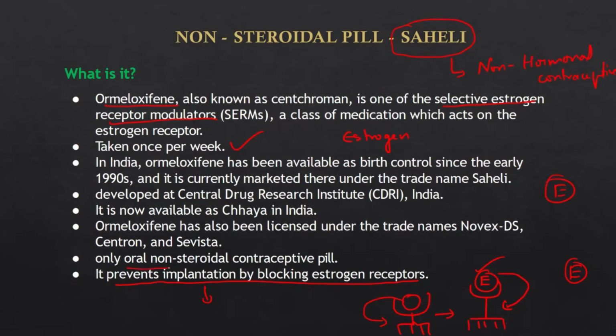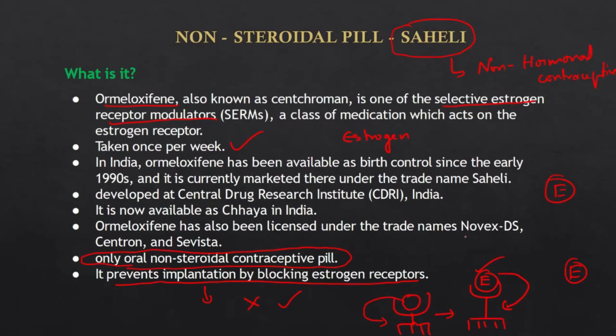So this is the only oral non-steroidal contraceptive pill. Remember this, very very important. This is the only oral non-steroidal contraceptive pill. That means it is non-hormonal and taken orally. The remaining are all taken vaginally, that means inserted into the vagina, or through other ways like injection form or patches. But this is the only drug which is non-hormonal and given orally.